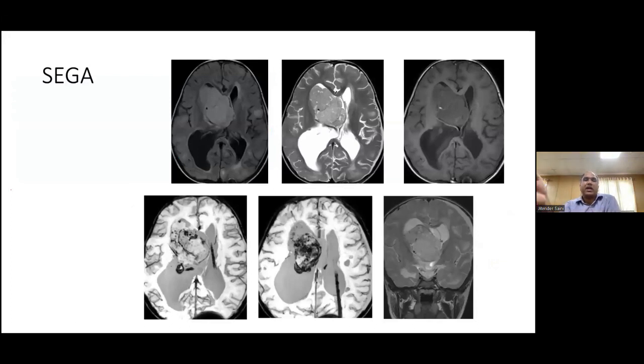SEGA are classically seen in the foramen of Monro location in patients with tuberous sclerosis. So in a case of tuberous sclerosis, we must remember this entity. This is in the classical location. These are heterogeneous lesions lying inside the ventricle. They can show a lot of hemorrhage and susceptibility within the tumor.